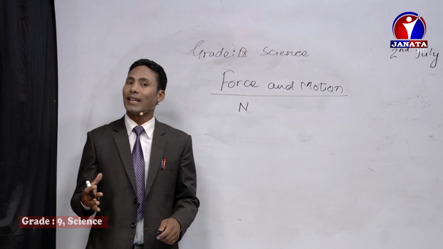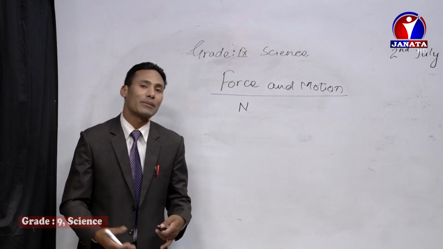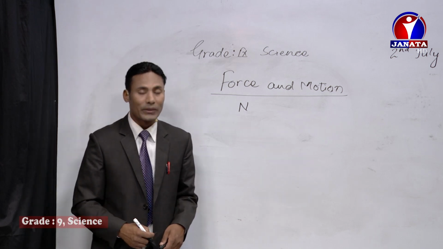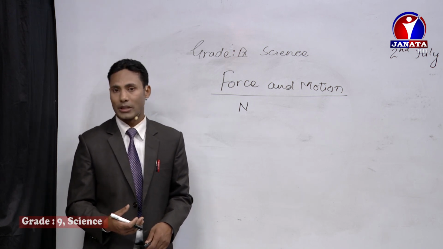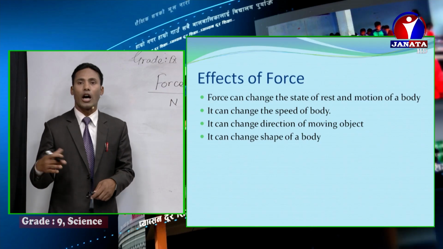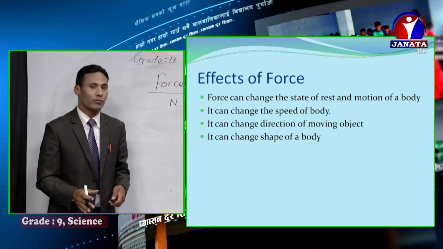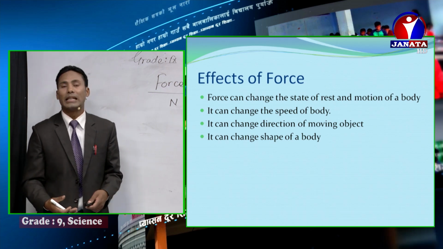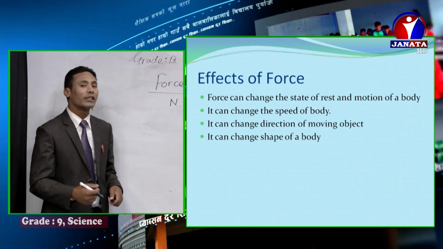Now whenever we apply the force on any object, some certain changes take place on that object. That is the effect of force. For example, it causes a change in the rest and motion of the object. If the object is at rest, then it changes into motion, and if the object is in motion, then it changes into rest. But it is not always correct. Sometimes it may not change, but in most cases it changes from rest to motion or from motion to rest. That is the effect of force.